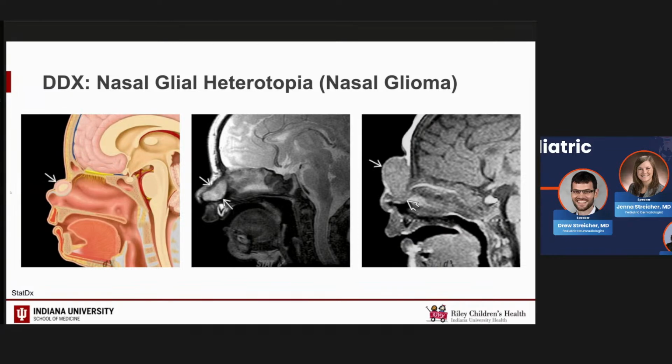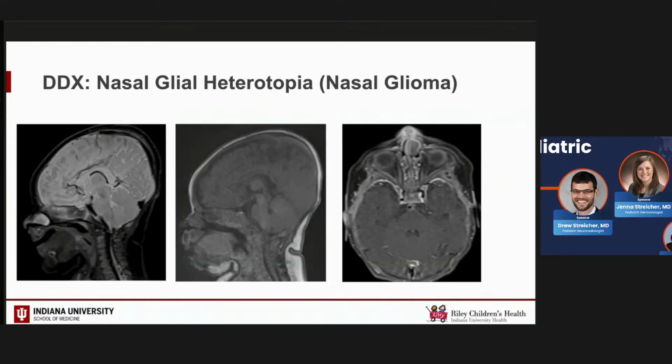Another one would be nasal glial heterotopia. So you'll see these referred to as nasal glioma, which is obviously a misnomer, but it's just heterotopic glial tissue. So these also occur in the nasal cavity along the nasal dorsum. They can look quite similar to a dermoid, so you can see why this is definitely going to be your differential in these cases. But T2 bright can be intermediate T1. Again, it won't show any enhancement. So this is a typical location for nasal glial heterotopia as well.